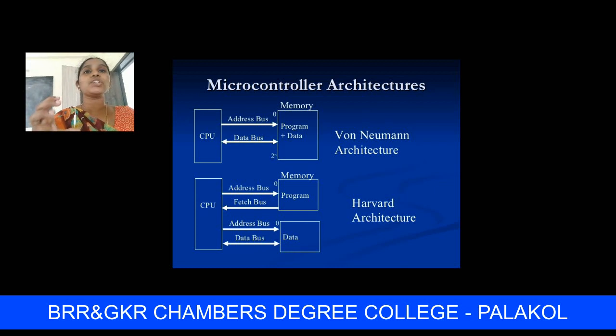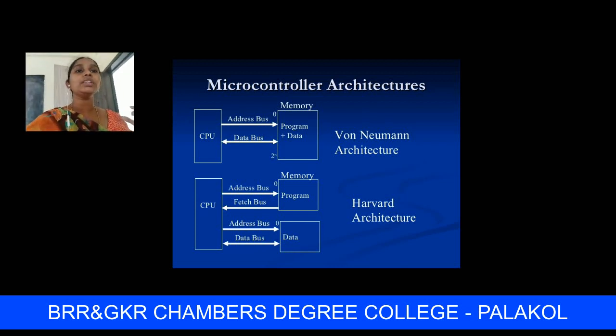Coming to the Harvard architecture, there are separate memory locations for both program and data. In Von Neumann architecture there is a single memory unit, but in Harvard architecture there is a separate memory for both program and data. That means the program is stored in a separate memory and data is stored in a separate memory. So we access the program by using address and data buses, and also a fetch bus is used for the program.